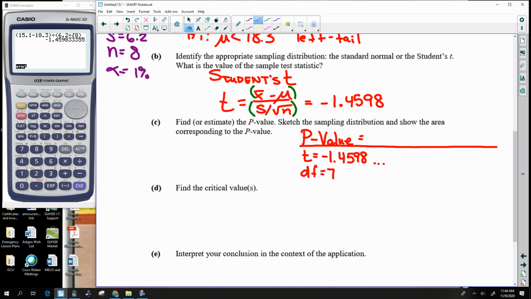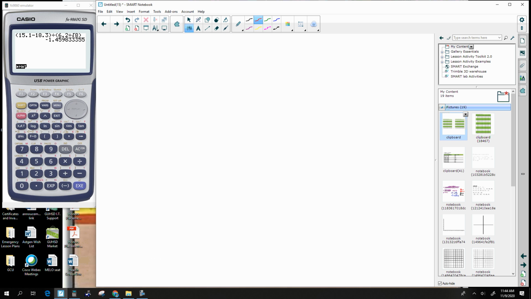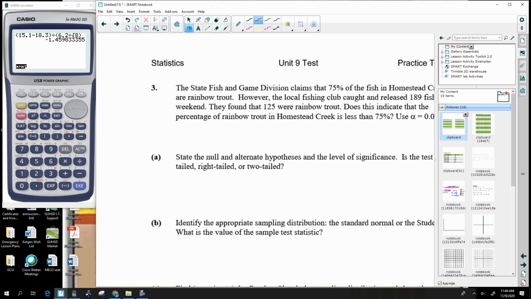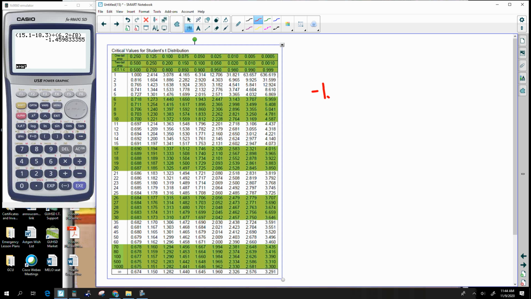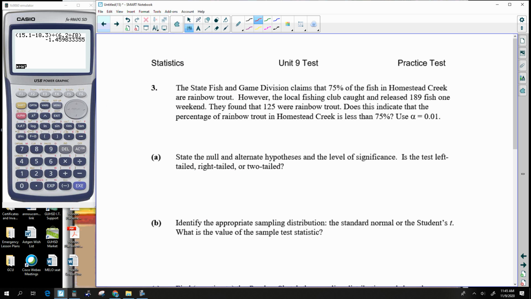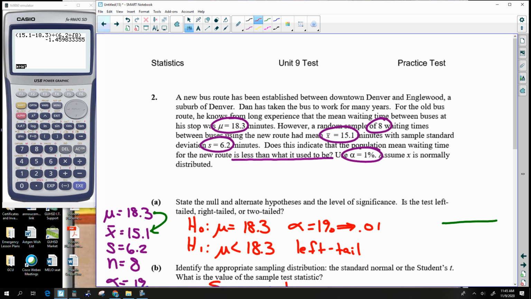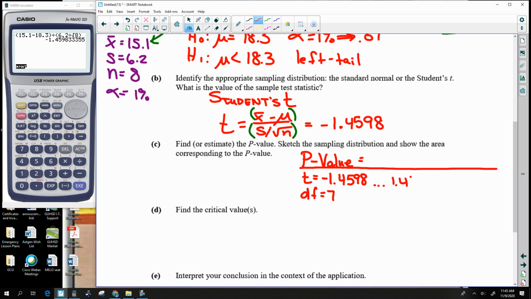Okay, so 1.4598. Again, you look that up as a positive with a degree of freedom of 7. So looking at the 7 line, looking for 1.4598, 1.45 falls in between 1.415 and 1.617.